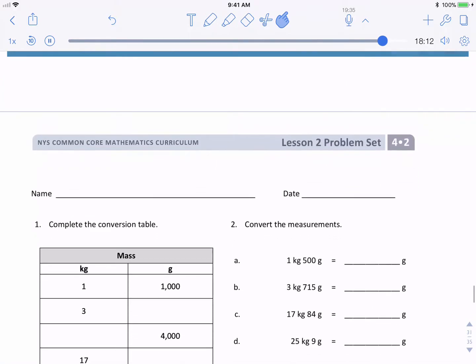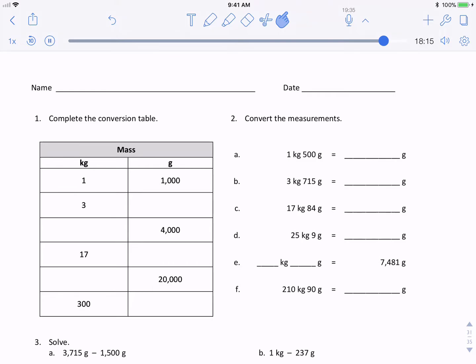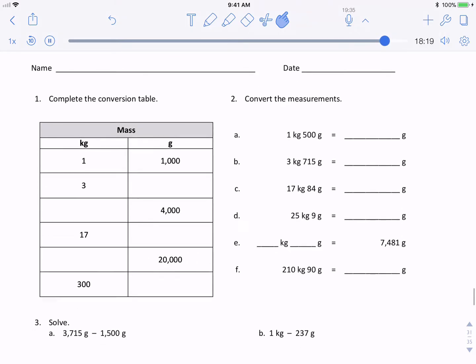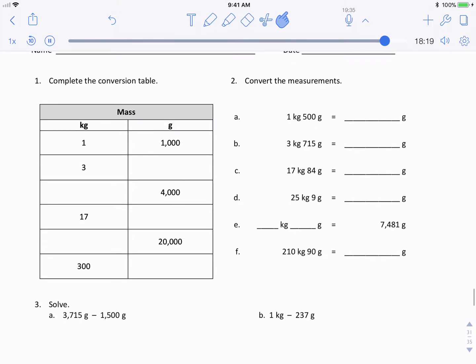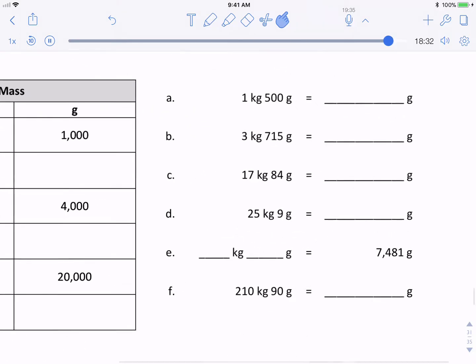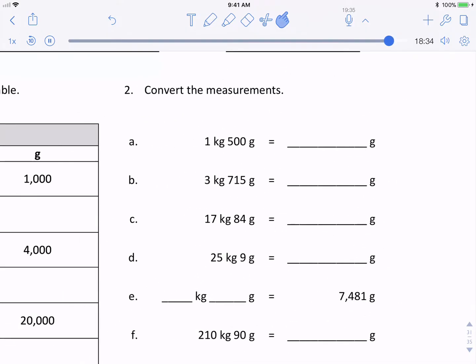So today, on your problem set, you're going to do just like you did yesterday. Let's do 2A together. I think the chart's pretty easy. 2A, 1 kilogram, 500 grams is the same as, what's a kilogram again? 1,000? So 1,500 grams.